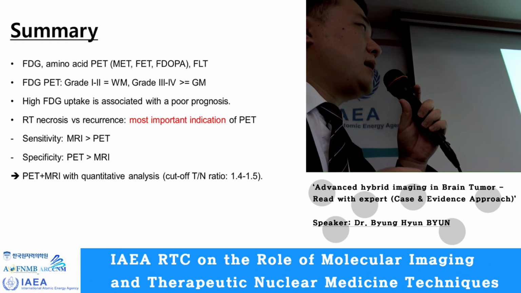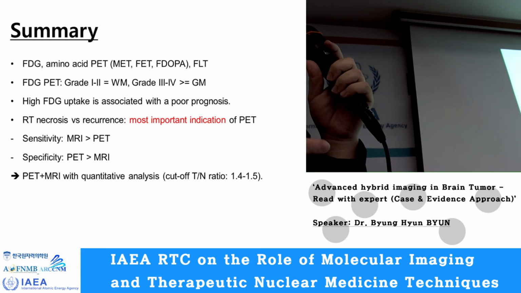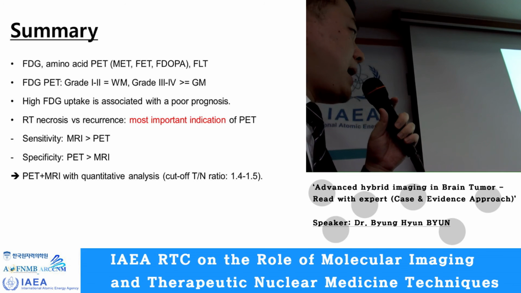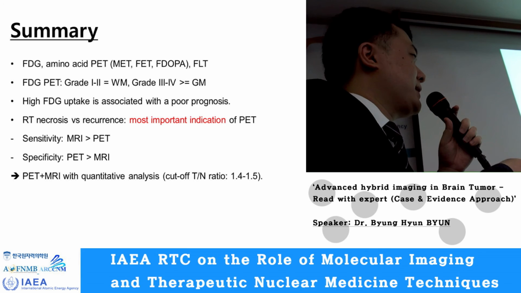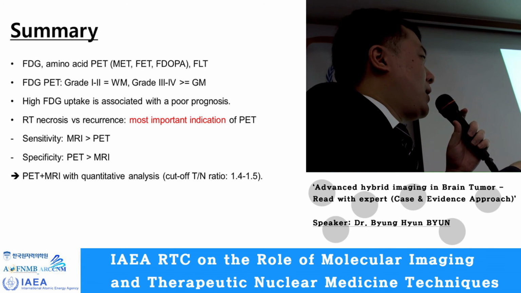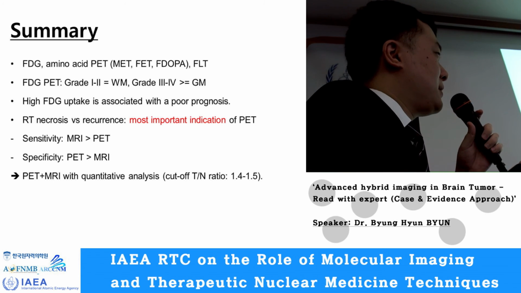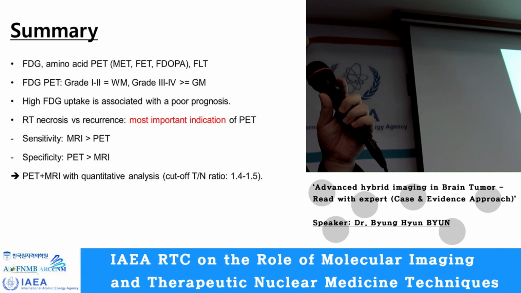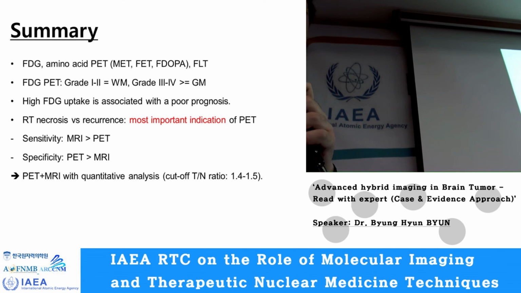So FLT PET shows the proliferation of the brain tissue. By using FDG PET, we can inspect the tumor grade compared with white matter and gray matter. If the tumor shows higher uptake than the gray matter or similar uptake to the gray matter, we can suggest the tumor is high grade. And high FDG uptake is associated with poor prognosis.